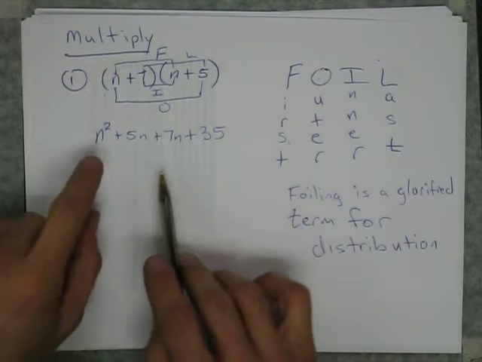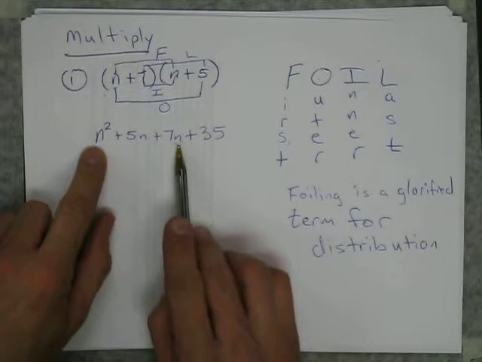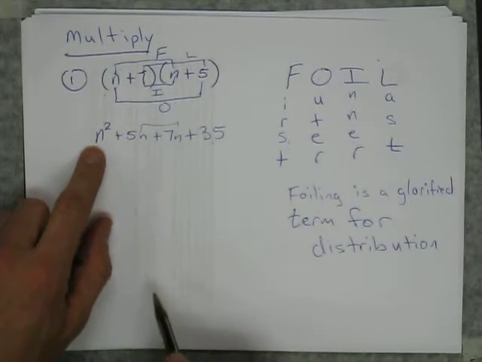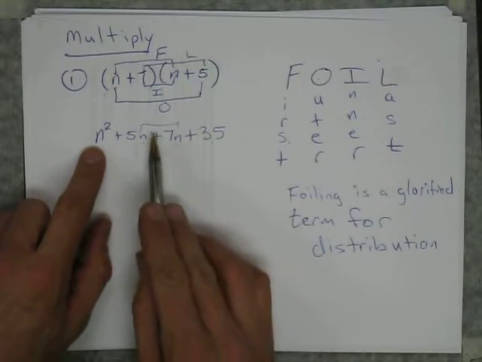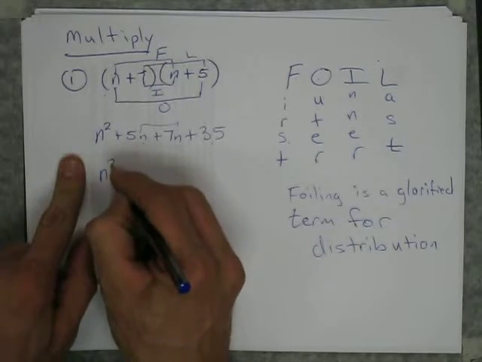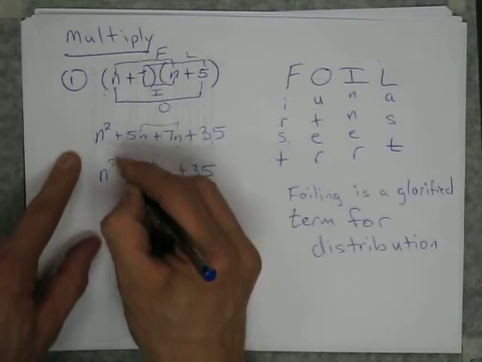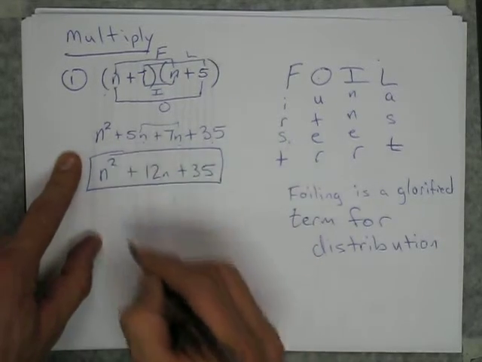Now in this case, your first terms, your outer terms, your inner terms, your last terms. And I can add these together because they have the same base and they have the same exponent of 1. So I get n squared plus 12n plus 35. And I am all done.